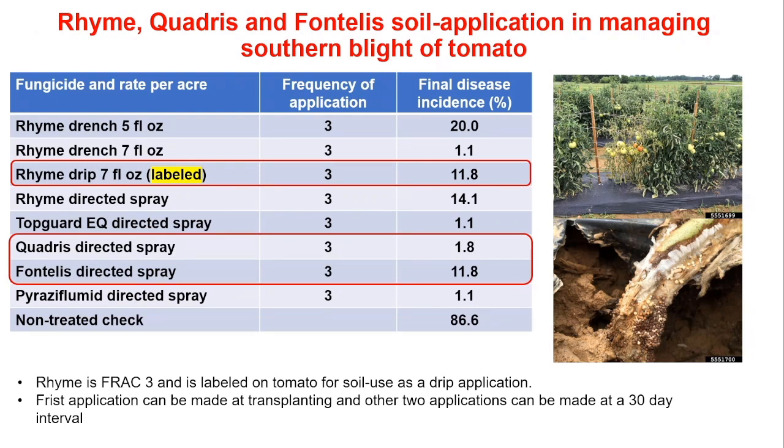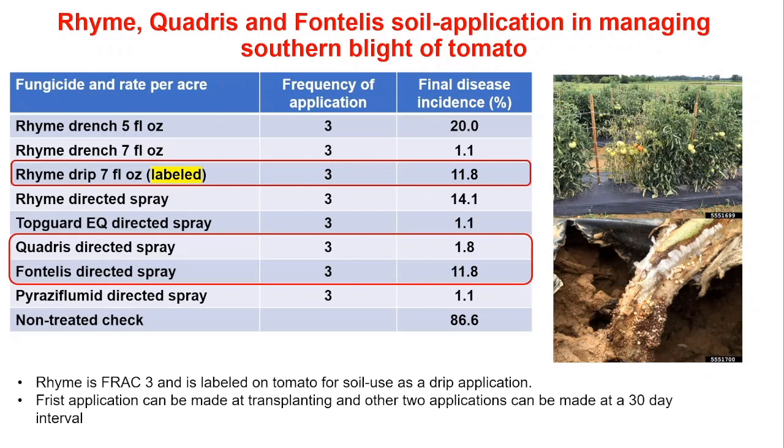It is southern blight. Southern blight in tomatoes, again, is a soil-borne pathogen. There are certain fields in Georgia that already have a history of southern blight. And if you have a watermelon and peanut rotation, and you have this particular pathogen in your peanut, it may cause a problem in tomatoes too. So the things which we looked at: Rhyme is labeled as a drip application for other diseases, but not for southern blight.